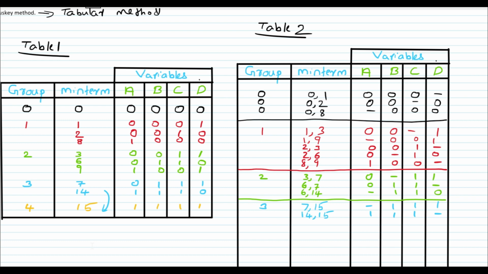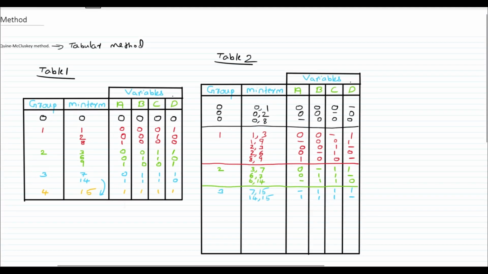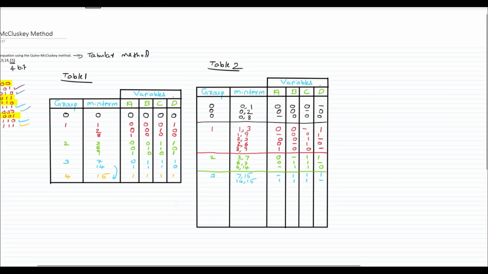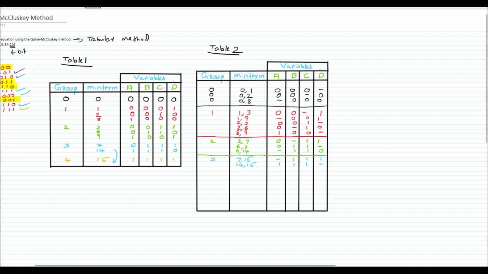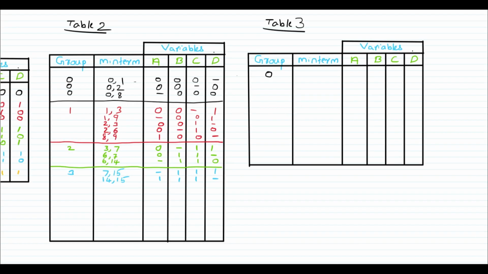And this is table 2. Now we are going to create table 3. So we will draw table 3. I am writing the pair 0, 1, 2, 3. The variable A is 0, B is 0, C is dash because they are changing, and D is already dash.